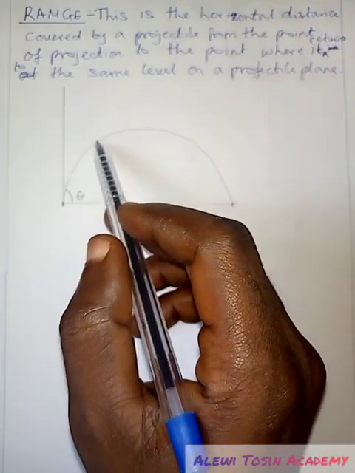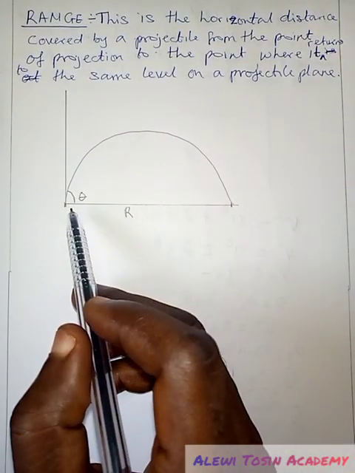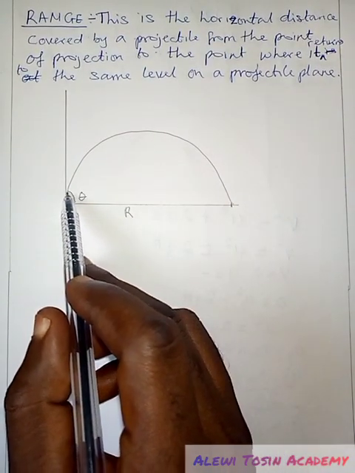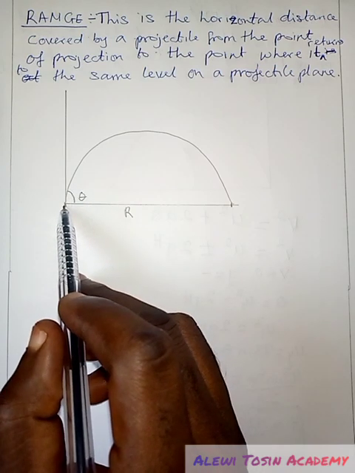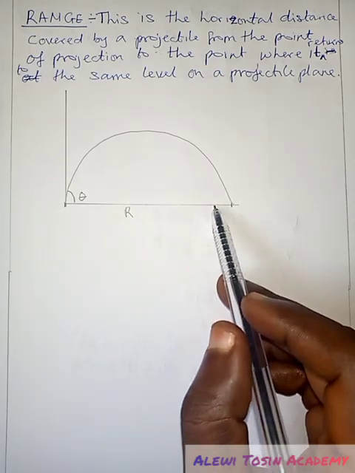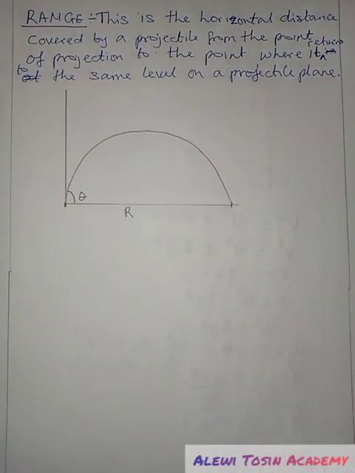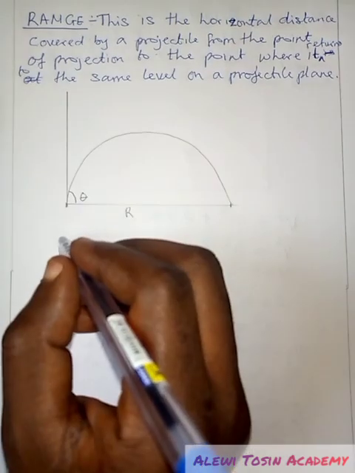When the projectile moves this way, it covers a distance. Now we note that there is a relationship between the angle of projection and the horizontal distance covered by the projectile.